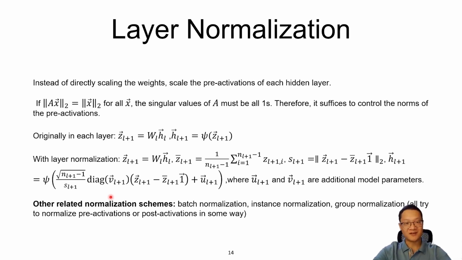Another way of controlling the size of these weights is to do layer normalization. Here we're going to scale the pre-activations of each hidden layer. Suppose we take a vector and multiply by some matrix A, and suppose this gives us the same two norm. If this happens, this implies that the singular values of A must all be ones.